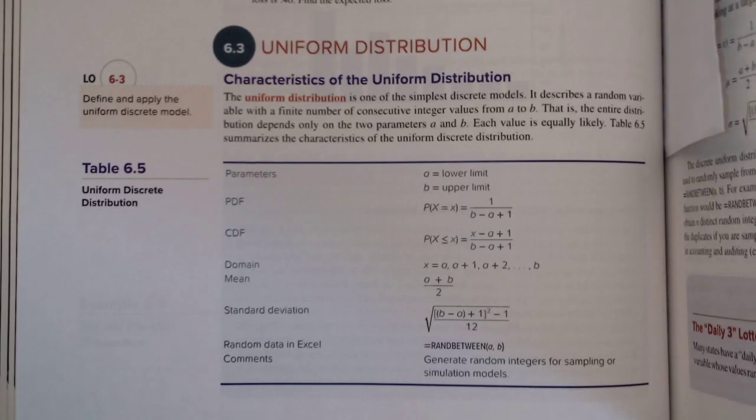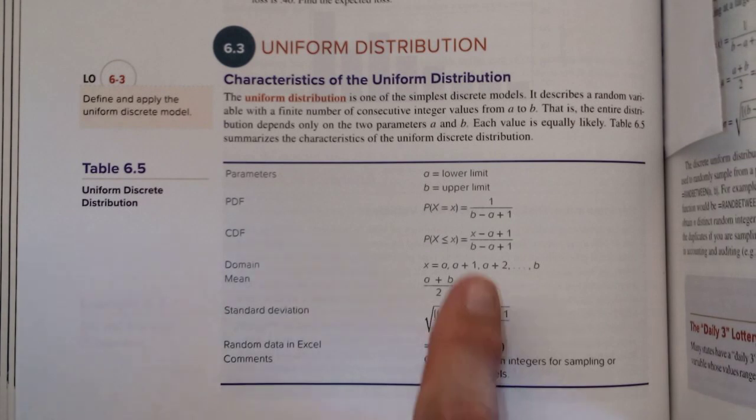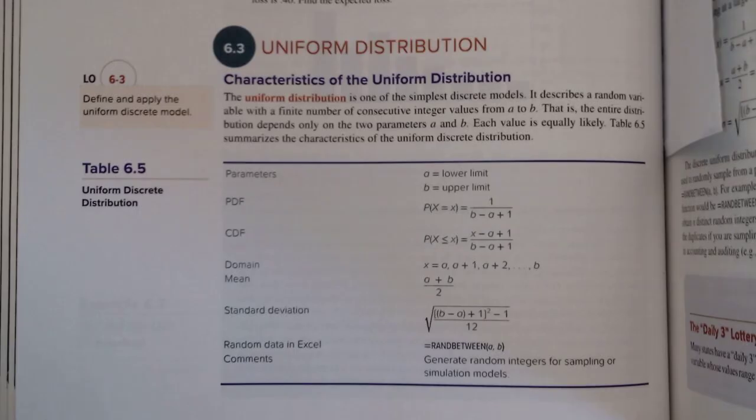What's more, it has a version of the CDF function. There's my PDF. The probability of any particular value is 1 over b minus a plus 1. That's exactly what we came up with. But what's this? It's the chance of being less than or equal to some particular value.